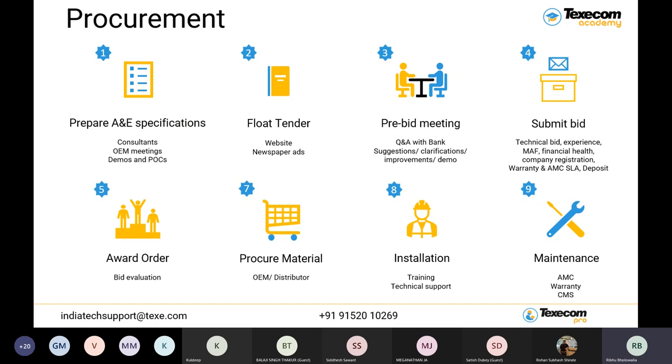So as you can see, there are 9 steps in this procurement. And in all the steps, the OEM company is working in the background along with the particular installation company, right? So the installer is the front face and the OEM is the backbone. So OEM is the backbone of the installer, correct?